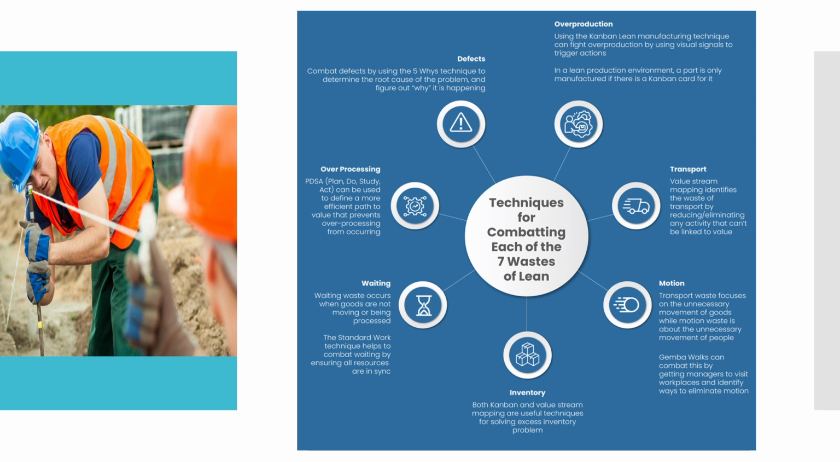Transport waste focuses on the unnecessary movement of goods, while motion waste is about the unnecessary movement of people, as I already explained. So Gemba walk can combat this by getting managers to visit the workplace and identify the waste to eliminate the motion. So here the lean tool which we are going to use is the Gemba walk. Next, inventory. Here both Kanban and value stream mapping are very useful techniques to deal with the inventory problem. Next is the waiting problem. Here we have to standardize the work so that there will not be any process lapse or waiting period. Next is overprocessing. For overprocessing, we can use the lean tool PDSA.